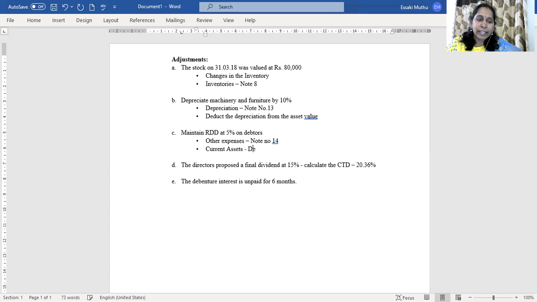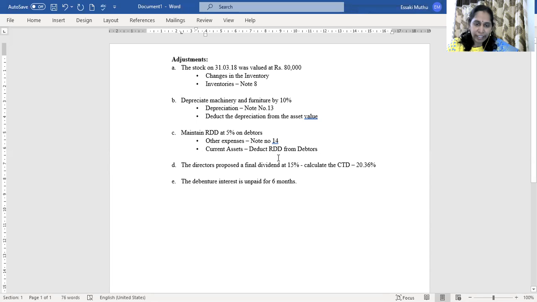Okay, you can deduct reserve for doubtful debts from debtors, and the remaining amount you can show as the closing balance of debtors in the balance sheet. Okay, so next is director proposed a final dividend.